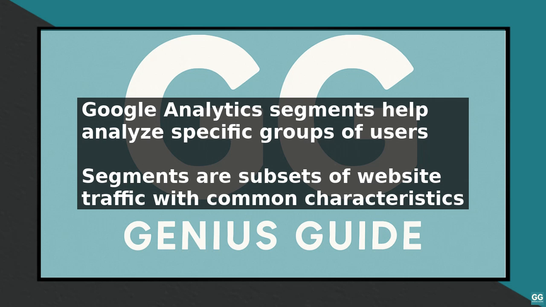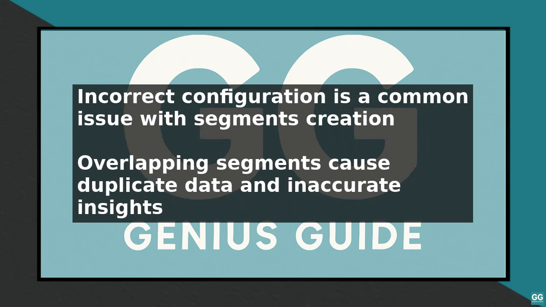First, let's define what Google Analytics segments are. Segments are subsets of your website traffic that share common characteristics, such as demographics, behavior, or technology. By applying segments, you can filter your data to focus on specific groups of users, allowing you to analyze their behavior and optimize your marketing strategies accordingly.